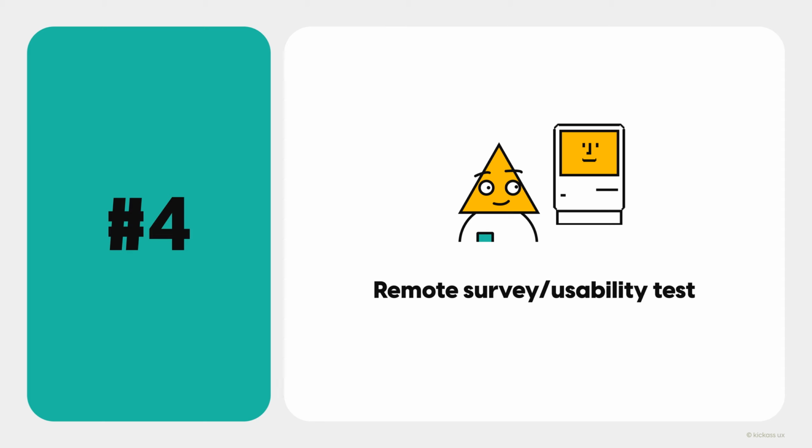The last way to use your screener is during a remote survey or usability test. The screener would be at the beginning, and depending on the responses, the software would then either let them proceed or it would send them to an exit page where it tells them they didn't fit the criteria. As a side note, in order to do this, your survey or usability testing tool would need to have a screening feature or conditional logic built into its functionality.